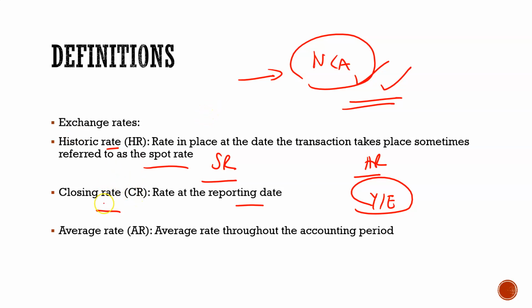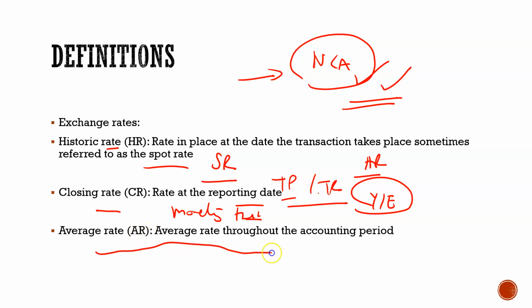But of course, we do have certain monetary assets that we change or convert and check at the closing rate every single year. So typically, our trade payables and our trade receivables, we will test again at the year end to see whether or not there's been an exchange rate gain or loss in our favor or against us at the year end.